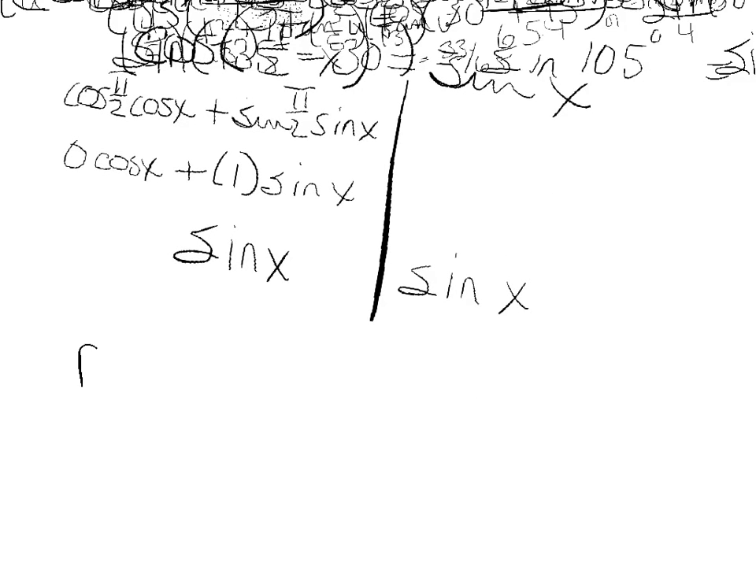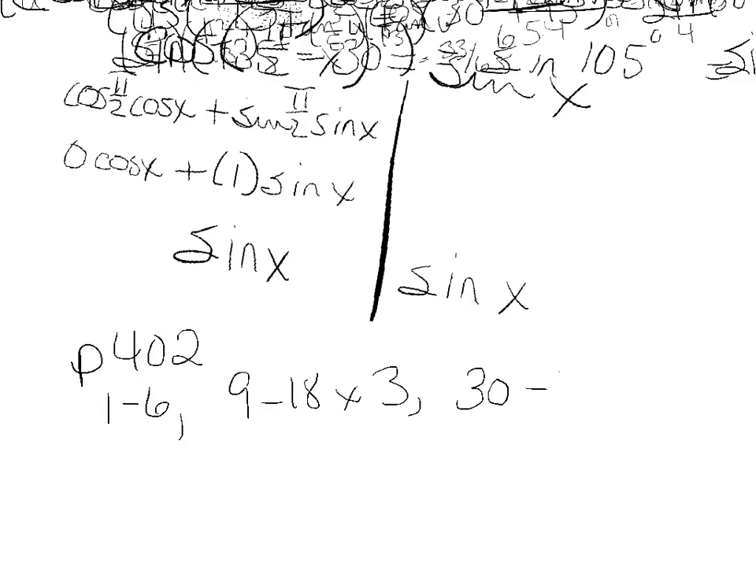Page 402, 1 through 6. I think those are just fill in the blank. I think those are 9 to 18 every third, 30 to 48 every third, and then 63 to 69 every third. So I tried to skip around to give you practice with the different types that we looked at today.